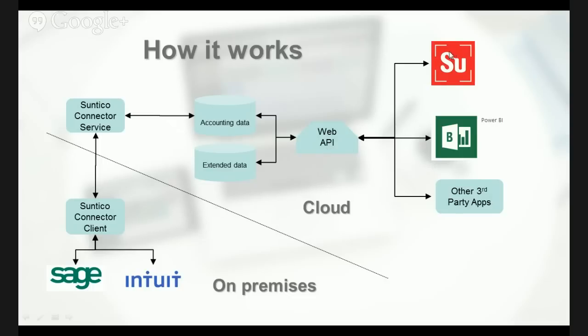And then the Suntico application you just saw accesses that data through the API, as does Microsoft Power BI or any other third-party applications that you may want to connect into the data. And that's basically how it works. And really the value that Suntico is providing there is making all of this transparent and very seamless for you. So you as a client, all you need to do is download the Suntico connector and connect it to your Sage system and get started. Once, of course, you open up an account for Suntico.